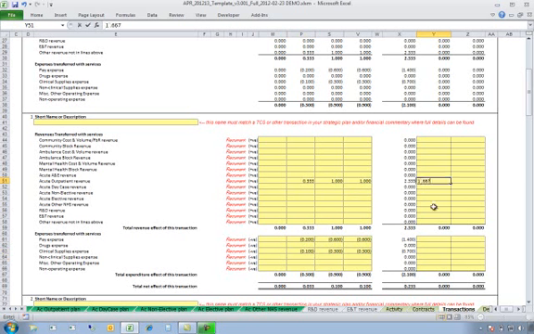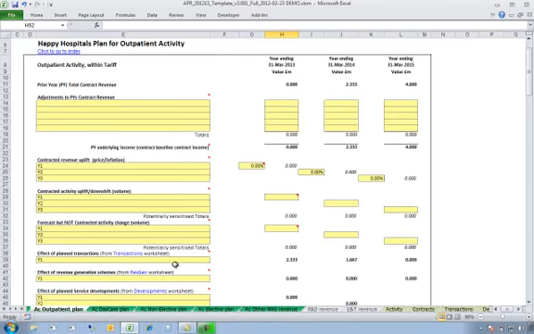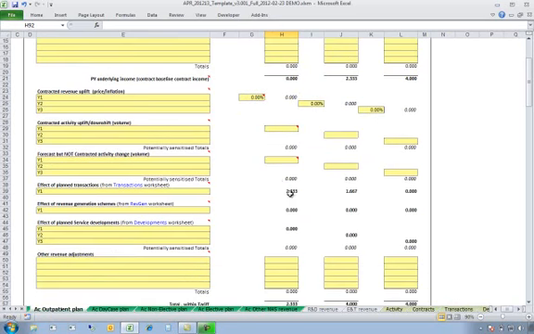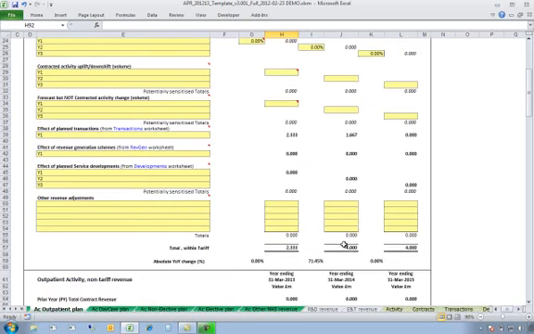So 1.667 minus 1 minus 0.5. Okay, so then if we go back to the acute outpatient plan, first year's effect is 2.33, second year's effect 1.667. The net effect is 4 million of the transaction, which becomes apparent as the year-on-year increase in the second year.